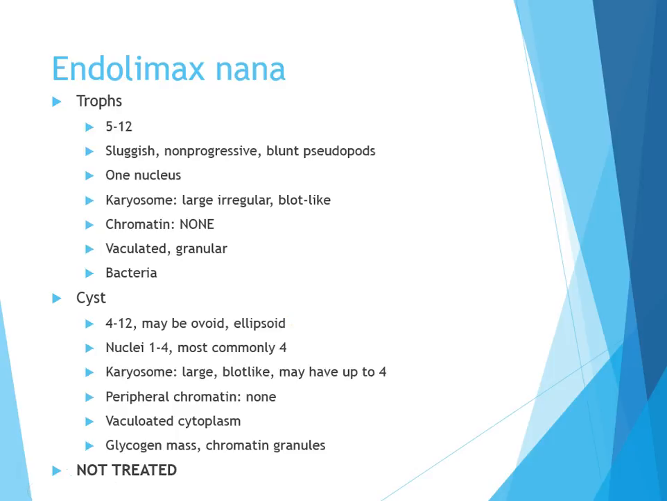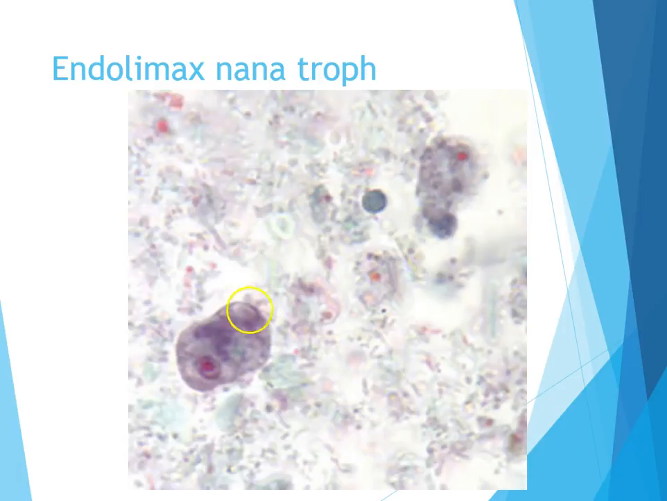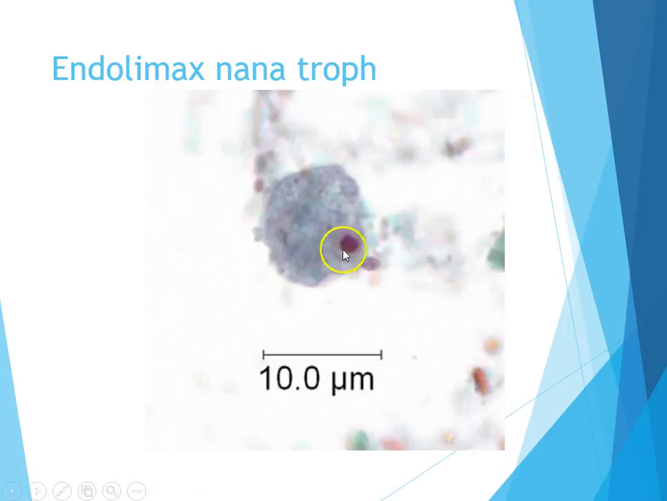Okay, the next one is still in this group, but the first name is Endolimax. It's not Entamoeba. This one is 5 to 12, so it's rather small. Notice it has the name nana. It's sluggish, non-progressive with blunt pseudopods, one nucleus. This one has a blot-like large karyosome, and you can tell that this one is a lot larger than the ones that we've seen, especially this one. This is rather big.